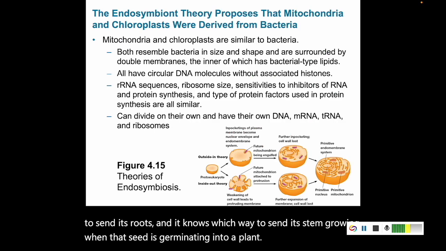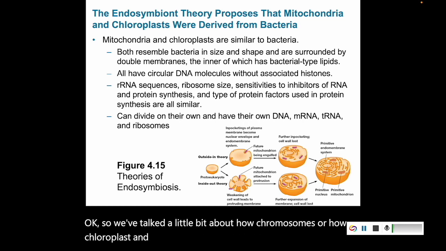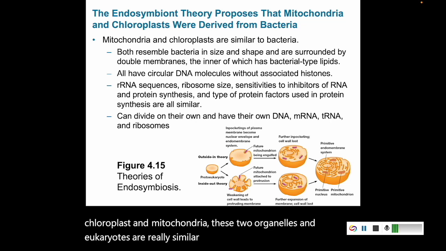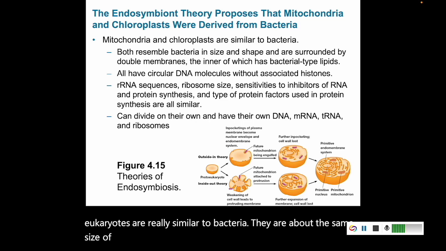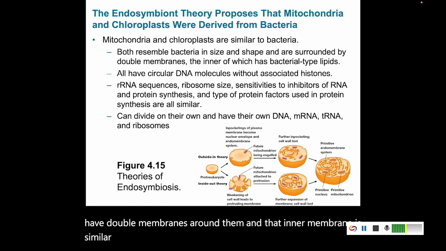Okay, so we've talked a little bit about how chloroplasts and mitochondria, these two organelles in eukaryotes, are really similar to bacteria. They are about the same size as bacteria. They're about the same shape as bacteria. They have double membranes around them, and that inner membrane is similar to bacteria. It has bacterial type lipids in it.